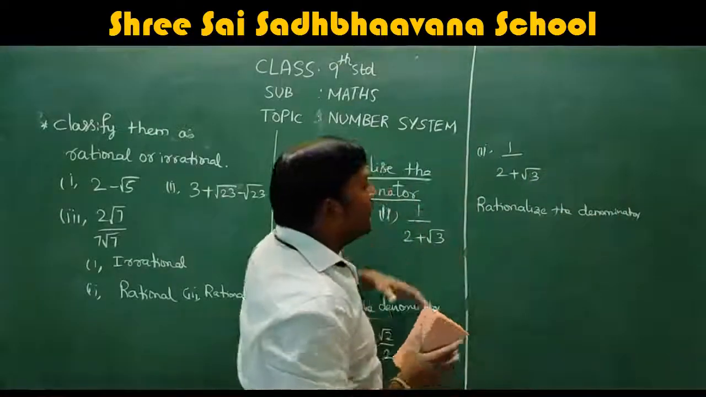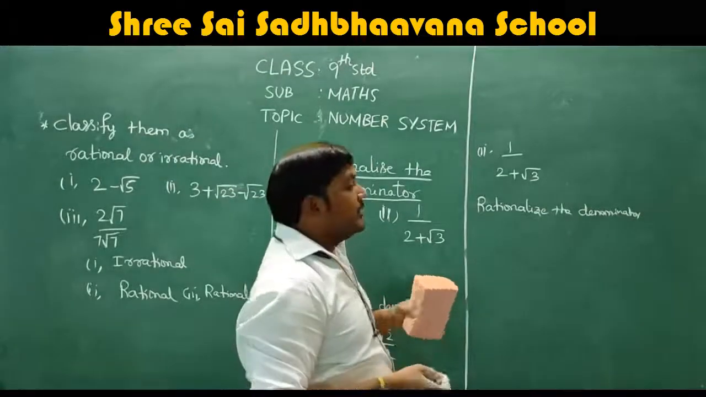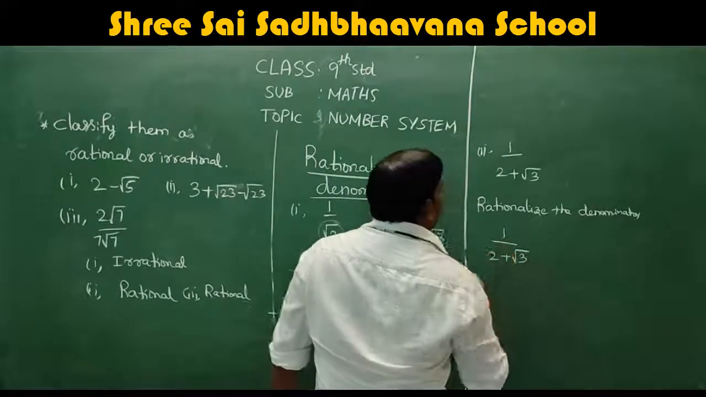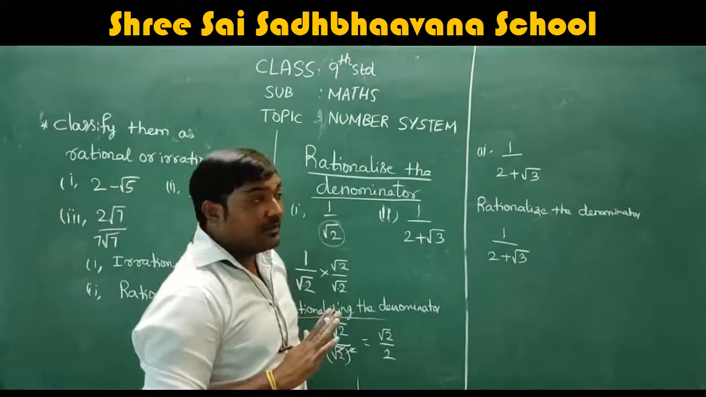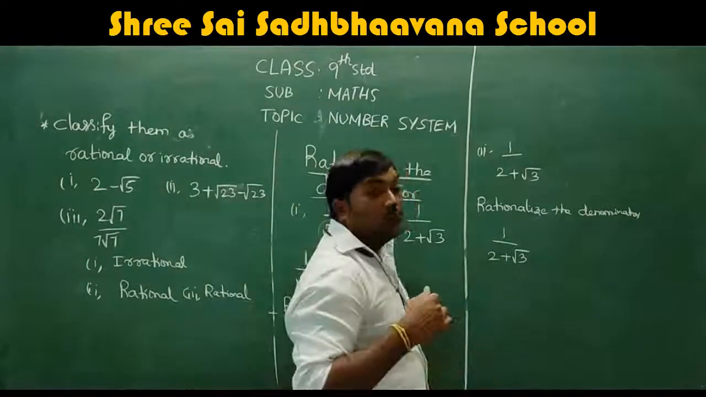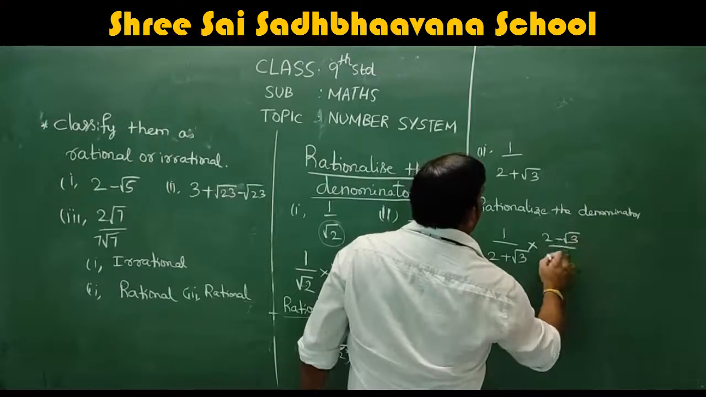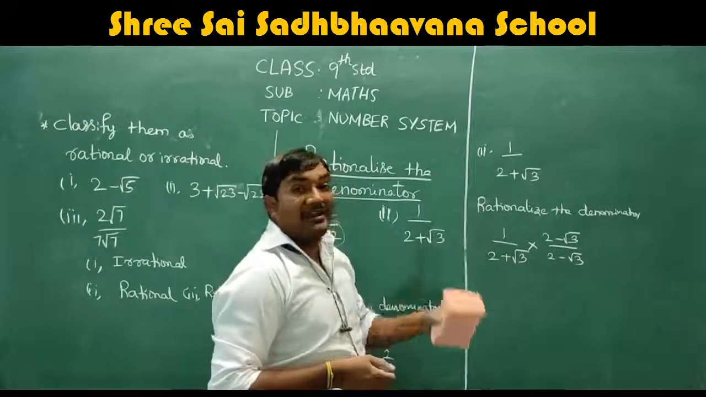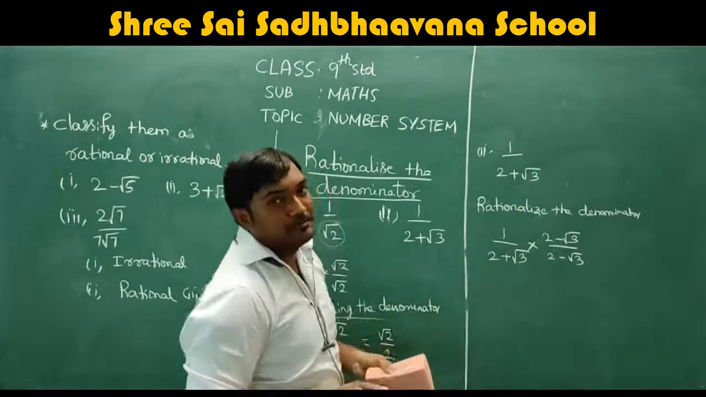So 1 by 2 plus root 3, we are rationalizing the denominator, right? Denominator rationalization, in these kind of terms, if it is 2 plus root 3, always be very clear with this. Whenever you have 2 plus root 3, you have to multiply with the opposite sign. As we know, we cannot just multiply and leave, we have to multiply and divide, both. So we are multiplying with 2 minus root 3 and dividing with 2 minus root 3.